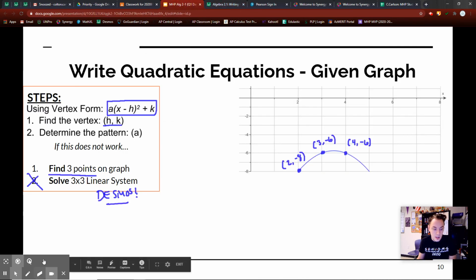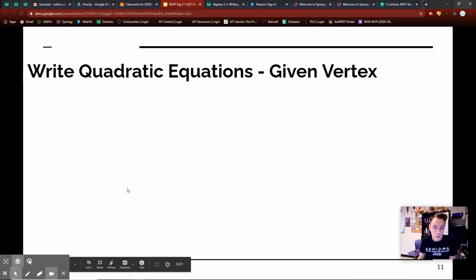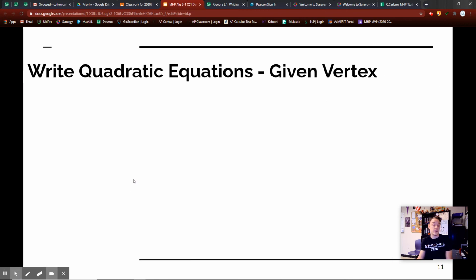Awesome. Let's move on. So what if I'm given the vertex? So we found so far, if I'm given points, I can use Desmos, the regression calculator. If I'm given a graph, I can use the vertex form to find those, but that's only if I can find the vertex easily. And if I'm given a graph, I can't find the vertex easily. I just find 3 points and use Desmos. Now, what if I'm given a vertex?